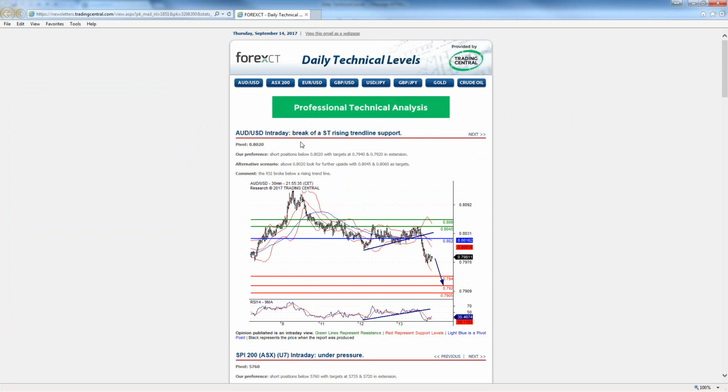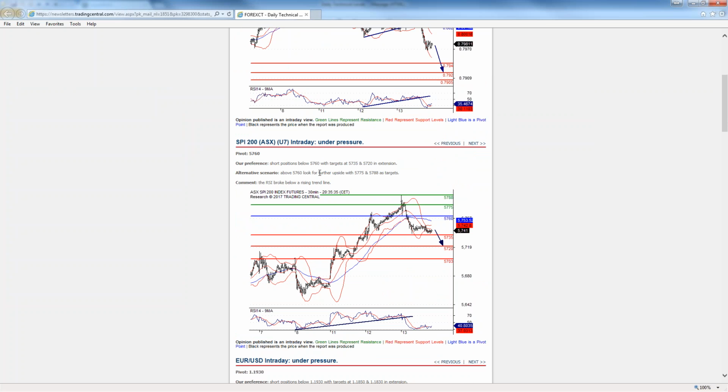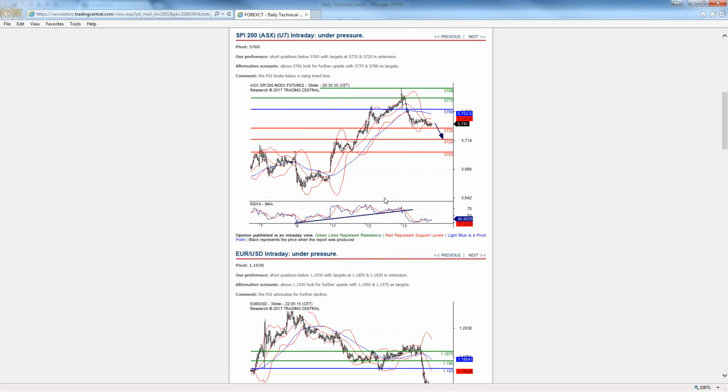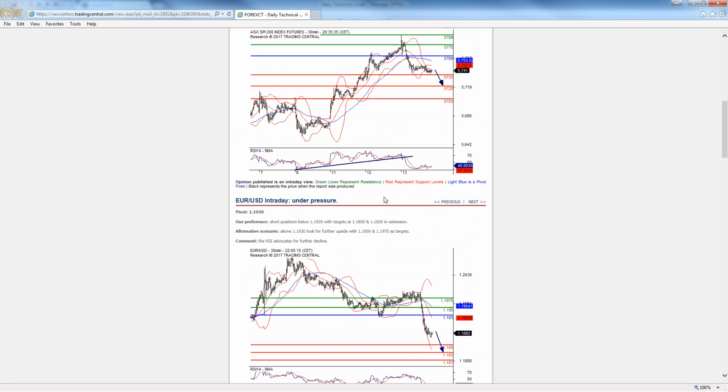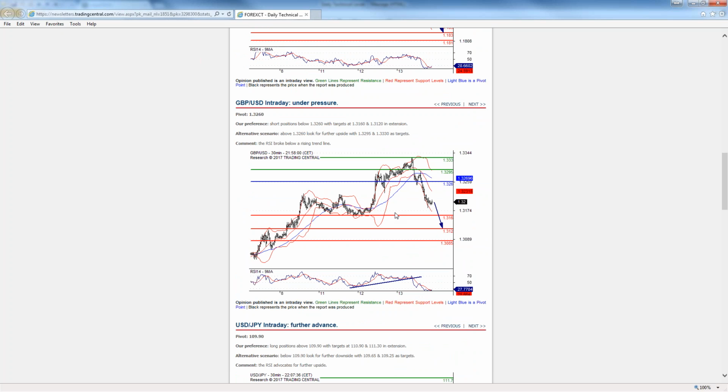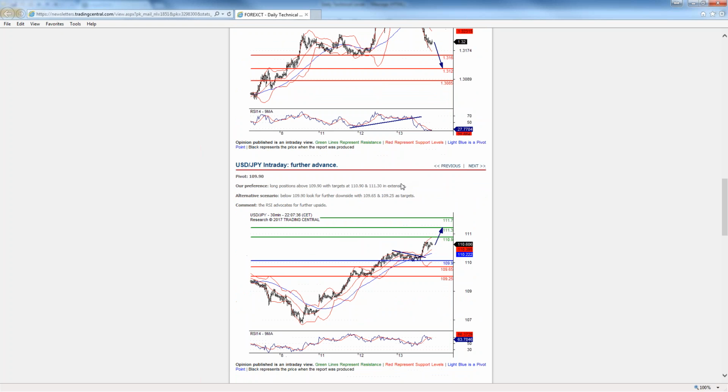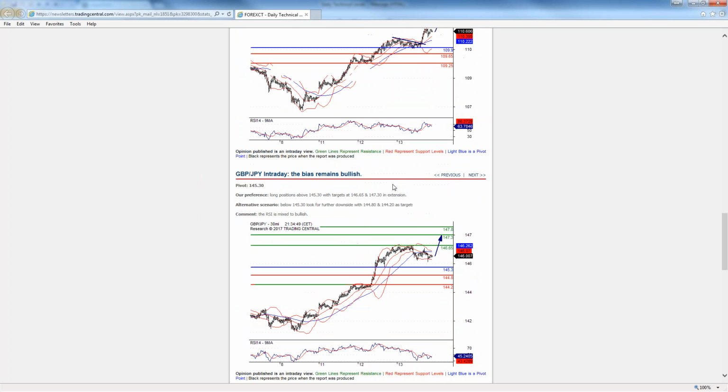We've got the AUD USD. We've got the SPI ASX 200. We've got the Euro US dollar. We have the GBP USD. We have the USD JPY. We have the Great British Pound against the JPY.